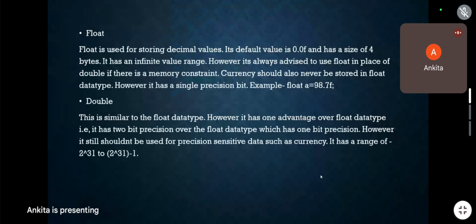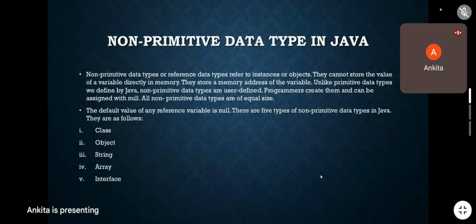The next is float. Float is used for storing decimal values. Its default value is 0 and the size of 8 bytes. However, it's always advised to use float in place of double data type. Double is similar to float data type. However, it has one advantage over float data type, that is, it has 2-bit precision over the float data type, which has 1-bit precision.